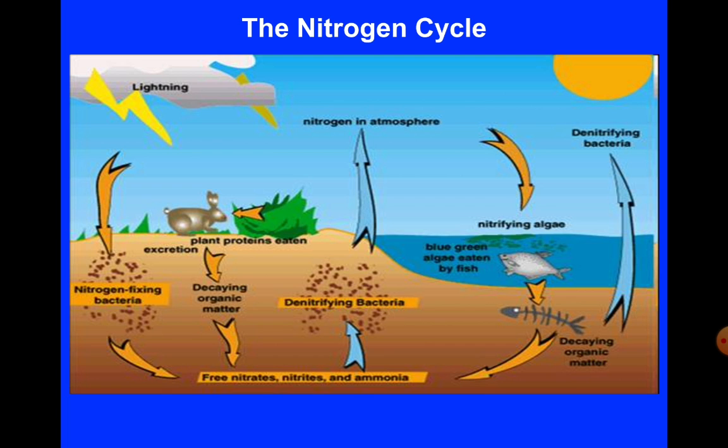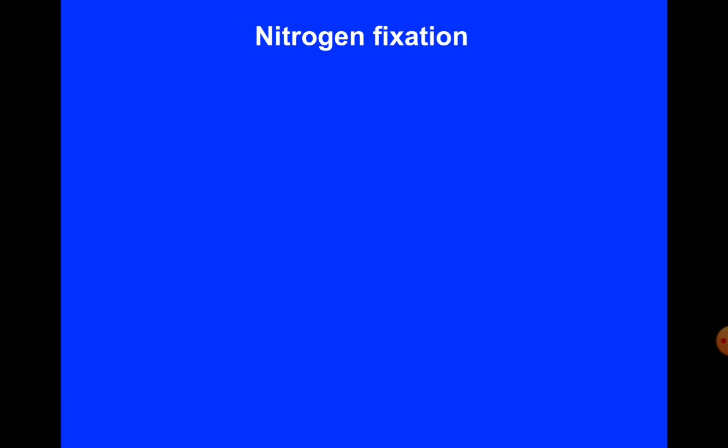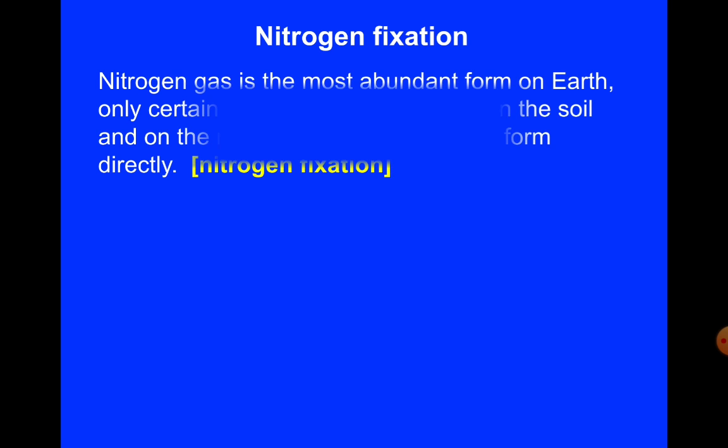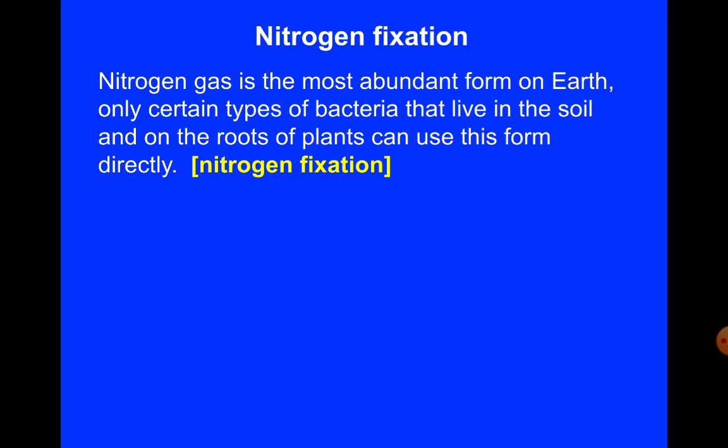And when we look again to the right side, when animals decay, they come as organic material into the soil, and again we have a cycle on the right, okay? And we have also the denitrifying nitrogen. Now, as said, nitrogen is the most abundant form on Earth. There are only certain types of bacteria that live in the soil and on the roots of plants. They can use it directly in the form of nitrogen.